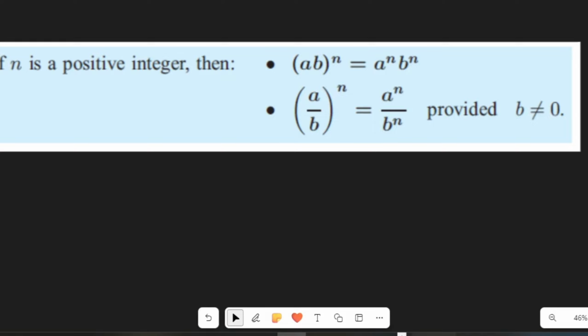So if n is a positive integer, then ab all to the power of n is the same as a to the power of n multiplied by b to the power of n. And a over b all to the power of n is the same as a to the power of n over b to the power of n, provided that b is not 0.